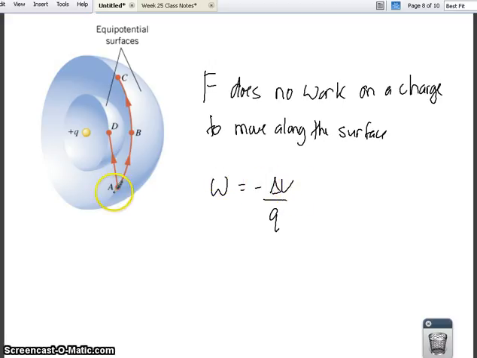If a charge is moving just along this surface right here, there is no change in voltage because the potential is the same. Because of that, no work is done on a charge on a surface. It has to be between surfaces. So if we move from this surface to point A, this surface to point B, or this surface to point C, it's all going to be the same work done, because the potential difference, delta V, is the same for all of them. So that's our first characteristic of an equal potential surface.